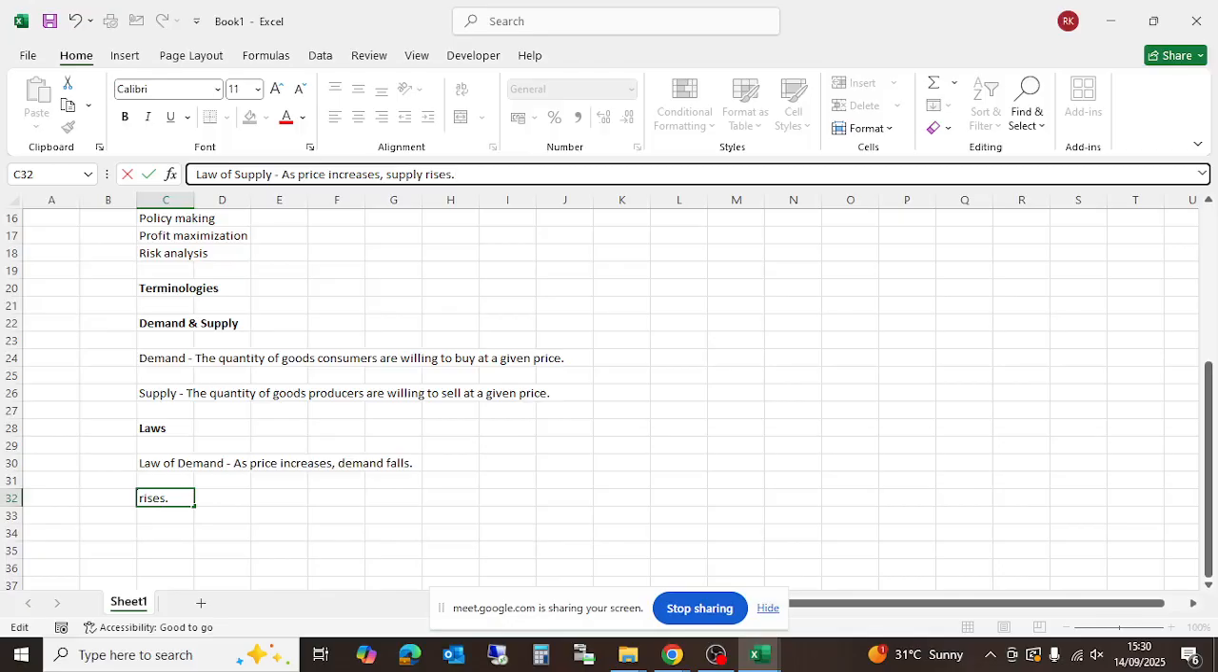Okay, so the producers want to make more profit. An example I can give you is if bread costs 30 kwacha, more people are going to buy it. But if it costs 100 kwacha, fewer people are going to buy it.